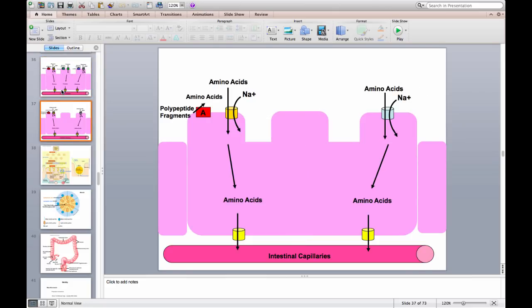And the other category, or the other type of brush border enzyme, is the aminopeptidase, which is a proteolytic enzyme that breaks down smaller polypeptide fragments. And that liberates the amino acids that are then absorbed.